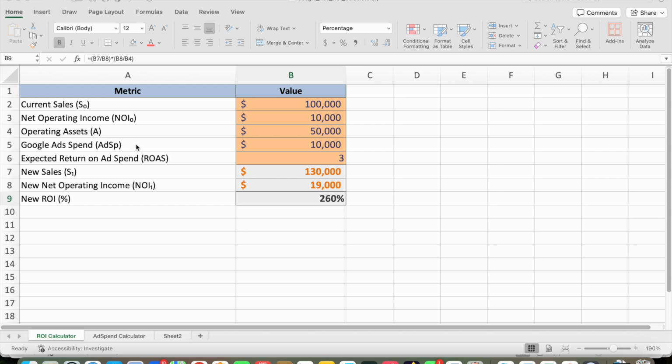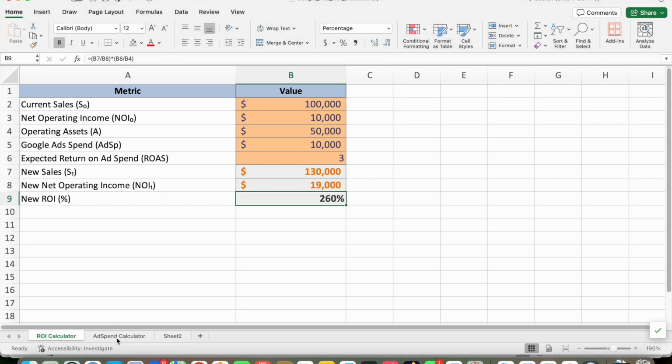And let's say you plug in $10,000 as your Google Ad spend budget. This is an initial guess. For this particular industry, we're assuming a 3x return on ad spend. That's going to yield a new sales figure of $130,000 and a net new operating income of $19,000. So you put in 10 and you get this. So your new ROI is 260%.